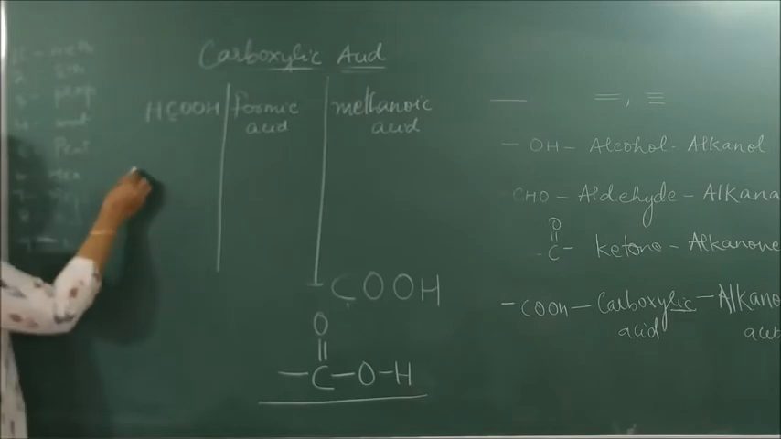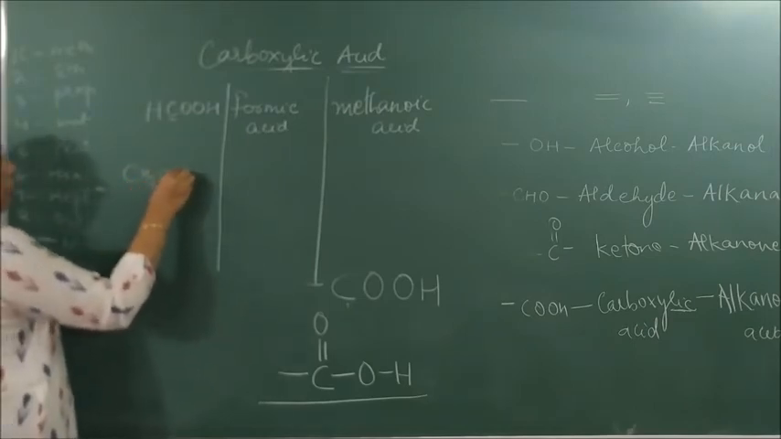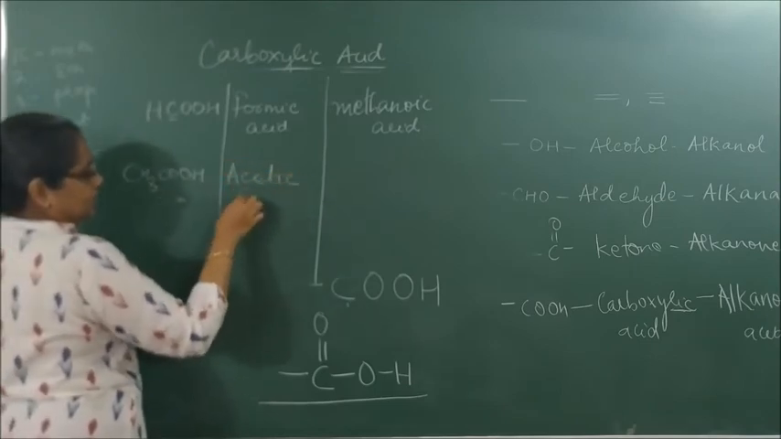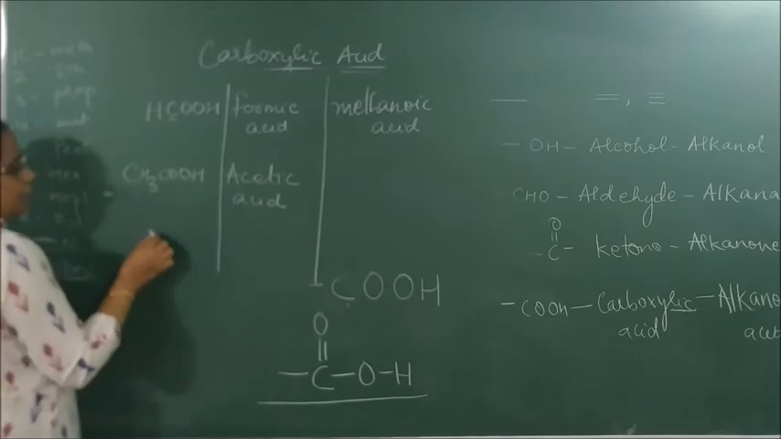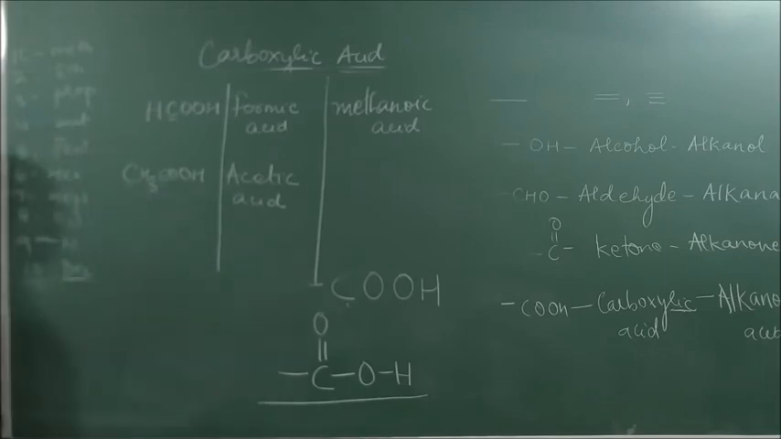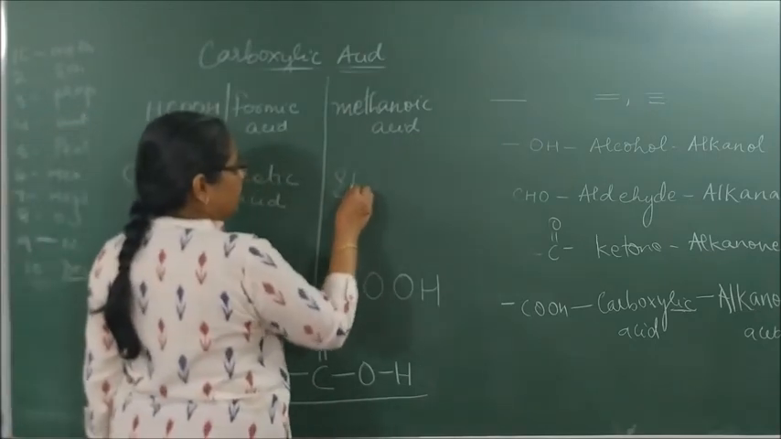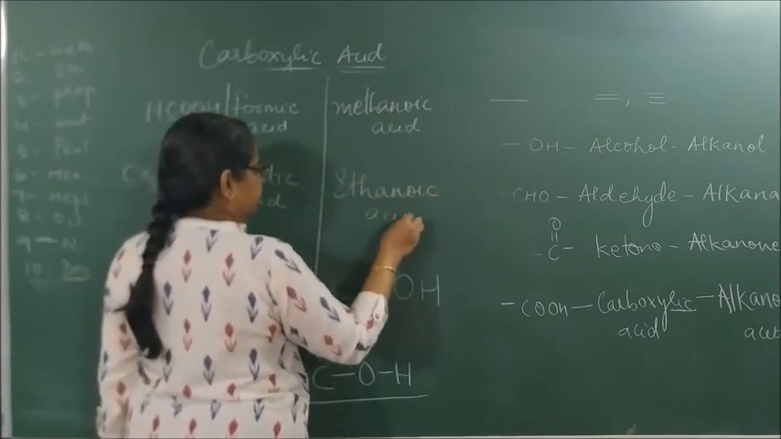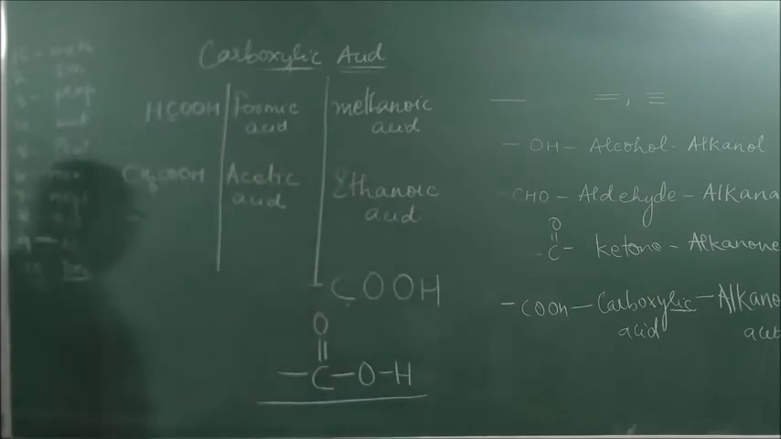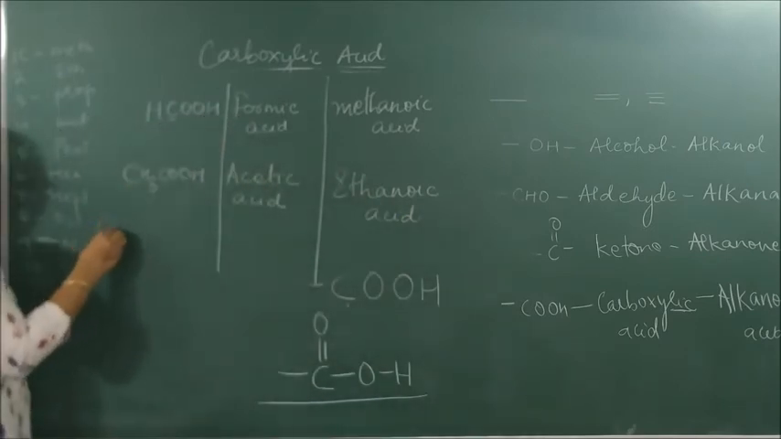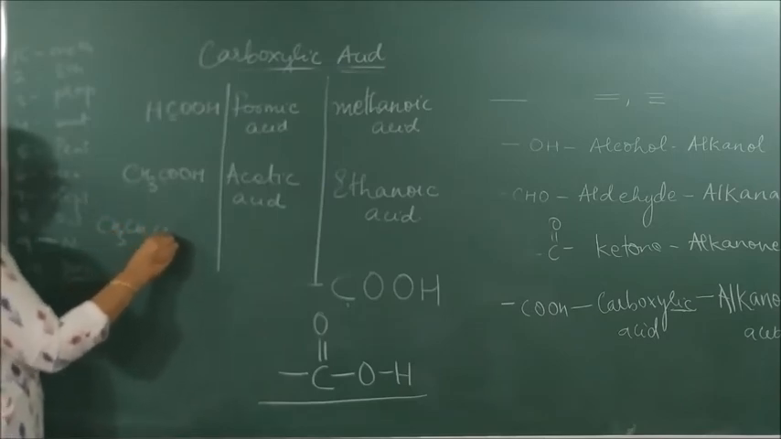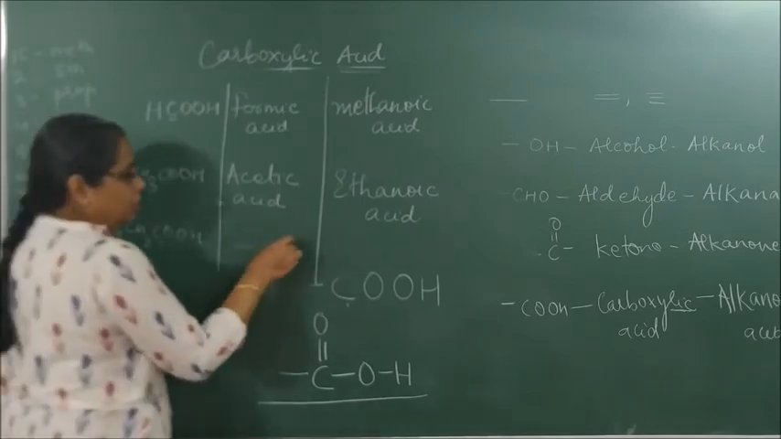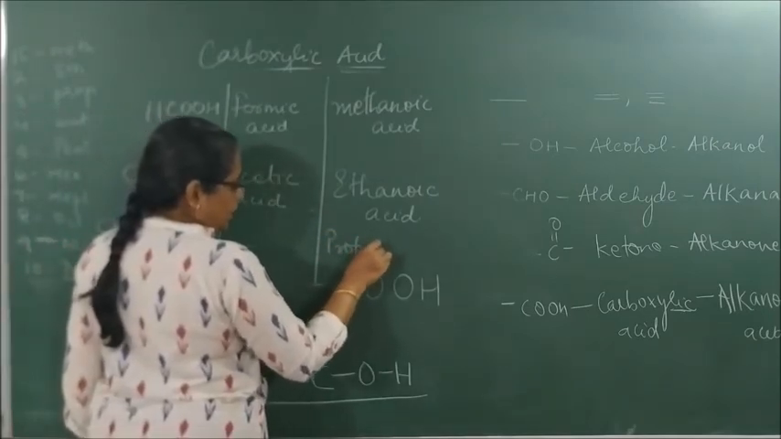Now the next one, CH3COOH. This is called what acid? Common name, acetic acid. And how many carbon atoms? 2. So called ethanoic acid. Fine. Add CH2 to it. CH3CH2COOH. How many carbon atoms? 3. So called propanoic acid.